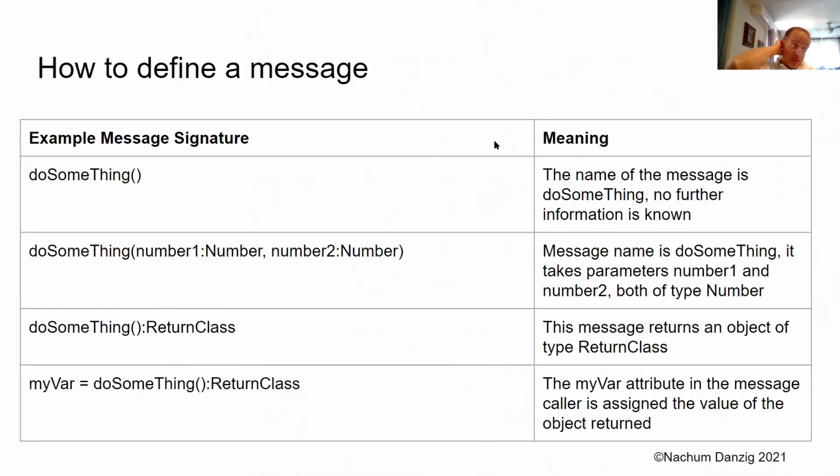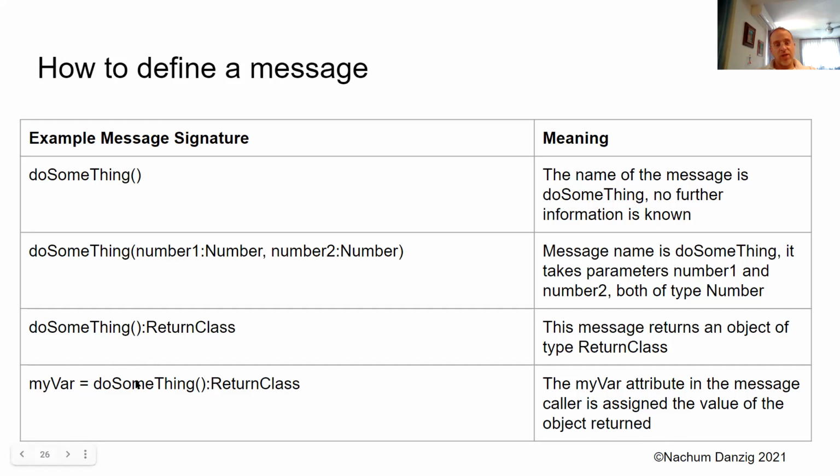How to define a message? Do something. You can do it in different ways. You write the signature, just the way the function would be. Here is with no parameters. Here is with 2 parameters, both of the same class. And here is with a return. Here's do something with no parameters. And here, the my variable attribute in the message caller is assigned the value of the object returned.